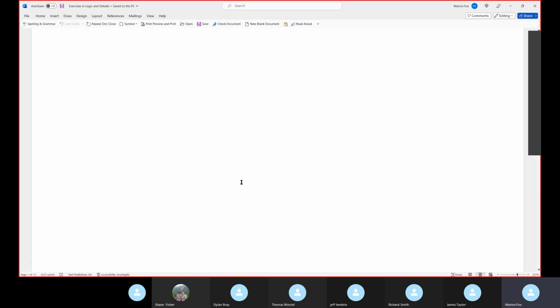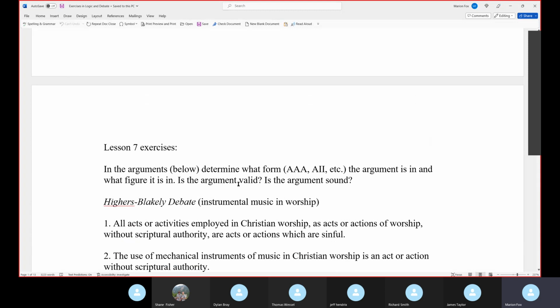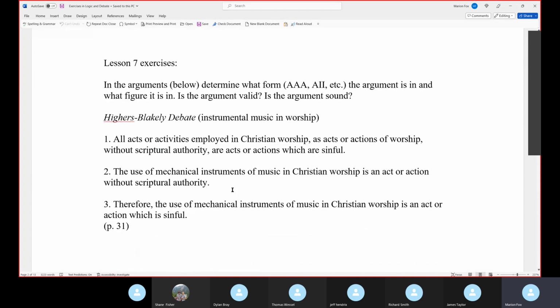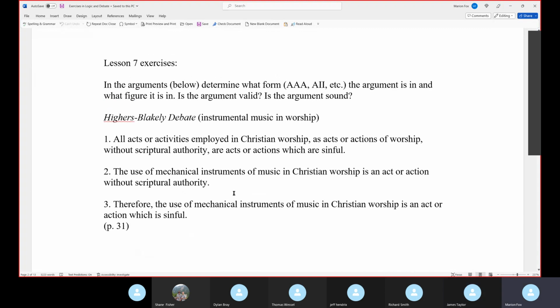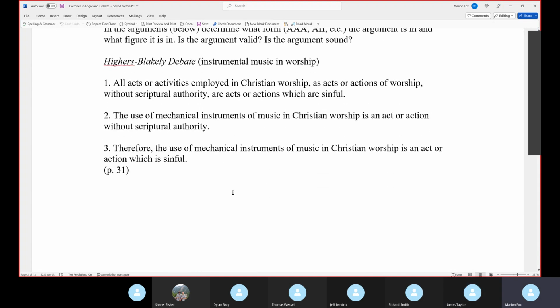Here is lesson 7. We'll look at this file that I sent to you. We're going to look at the Hires-Blakely debate on instrumental music and worship. First, I want you to help me with this. Let's go to the conclusion and see if we can tell what the minor term is. Do you remember the rule for the minor term?